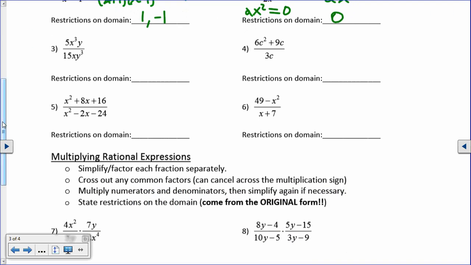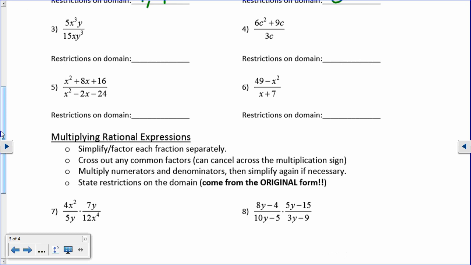For example 3, these are both monomials, so they can't be factored, but you can still cancel stuff. Do you guys see anything that you can cancel, top, bottom? What could I cancel? The 5 and the 15, right? So what would be left in the top in terms of numbers? A 1, and then what would be in the bottom? A 3, right? So we took care of the numbers.